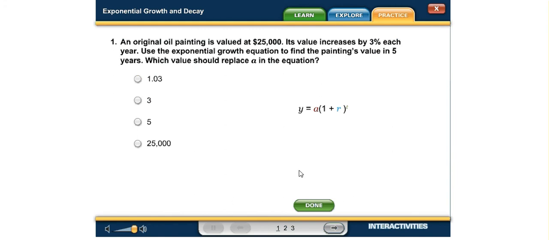I think a big part of exponential growth and decay is recognizing that's what you're doing. To read a problem like an original oil painting is valued at $25,000. If its value increases 3% each year, in this case they make it easy because they tell you, but if they just said, find the painting's value in 5 years, you may not realize to use this handy-dandy equation, right? Now, A, which is the original value, we said the original amount would be the 25,000, right? Whereas R would be 0.03 and T would be 5.